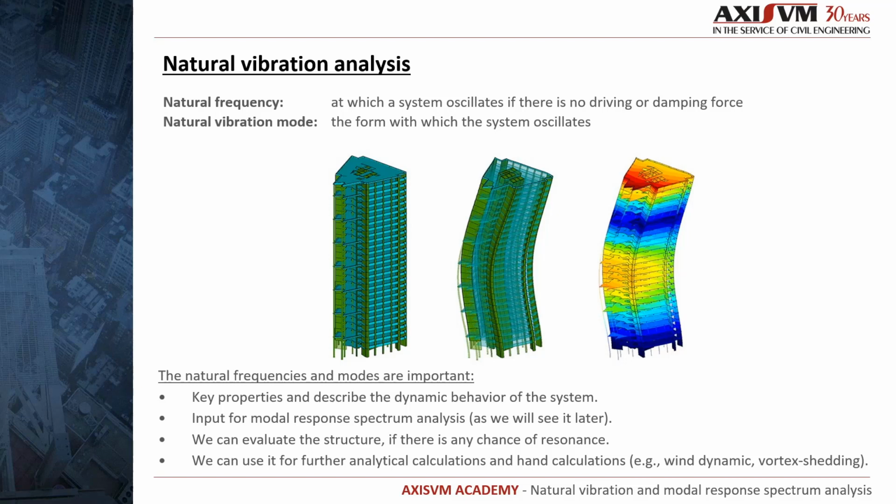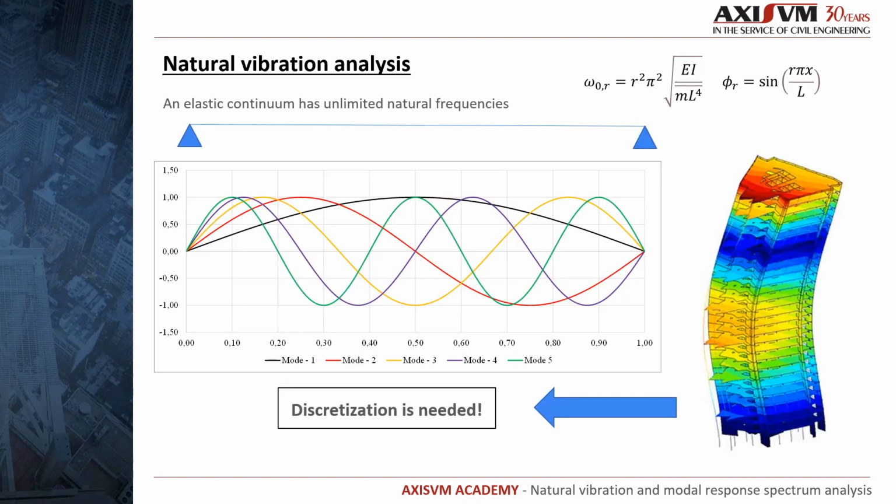We can use it for further analytical calculations and hand calculations, for example wind dynamic, vortex shedding analysis, pedestrian-induced vibration analysis, and so on. An elastic continuum has unlimited natural frequencies. For some of them, such as a single-span beam, we have the exact analytical solution. We see here the formula for the natural angular frequency and for the eigenmode as well. In case of complex systems, however, we have to use discretization.